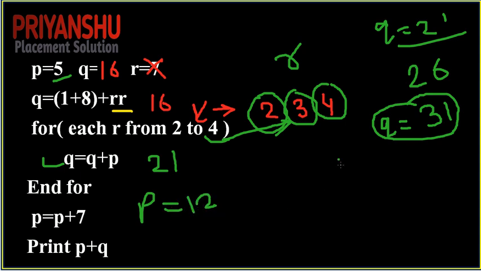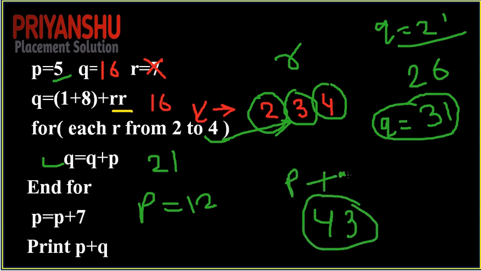Now we need to add both. So what is the answer? 43. 43 is your answer. Why 43? Because p plus q. p plus q is 43. I hope you got it. So let's move on to the next question.